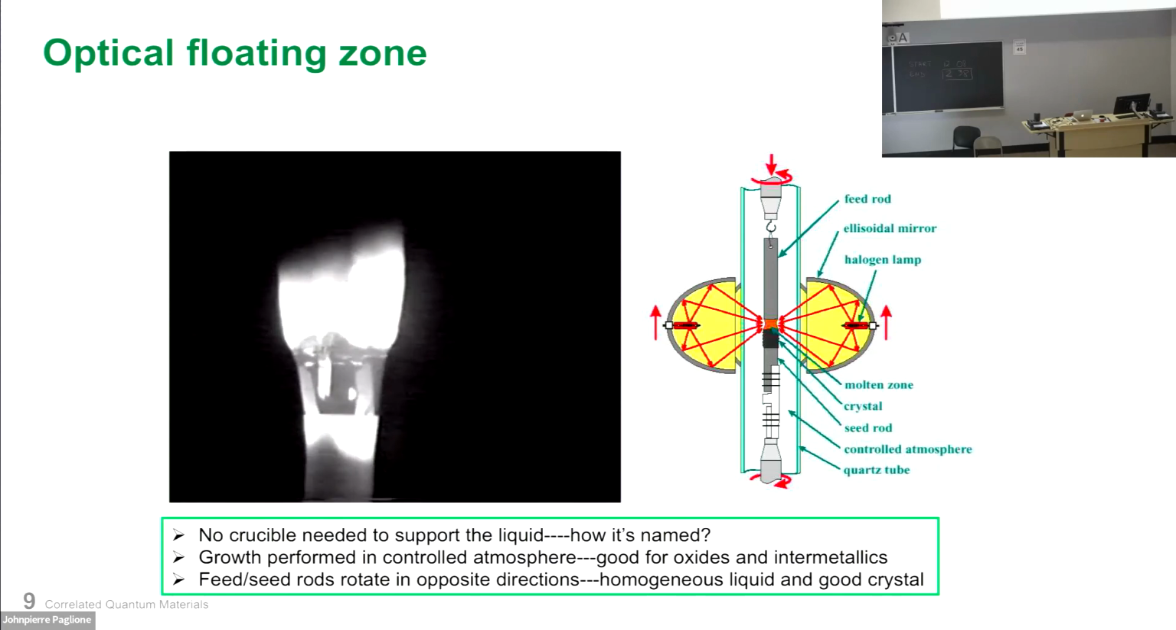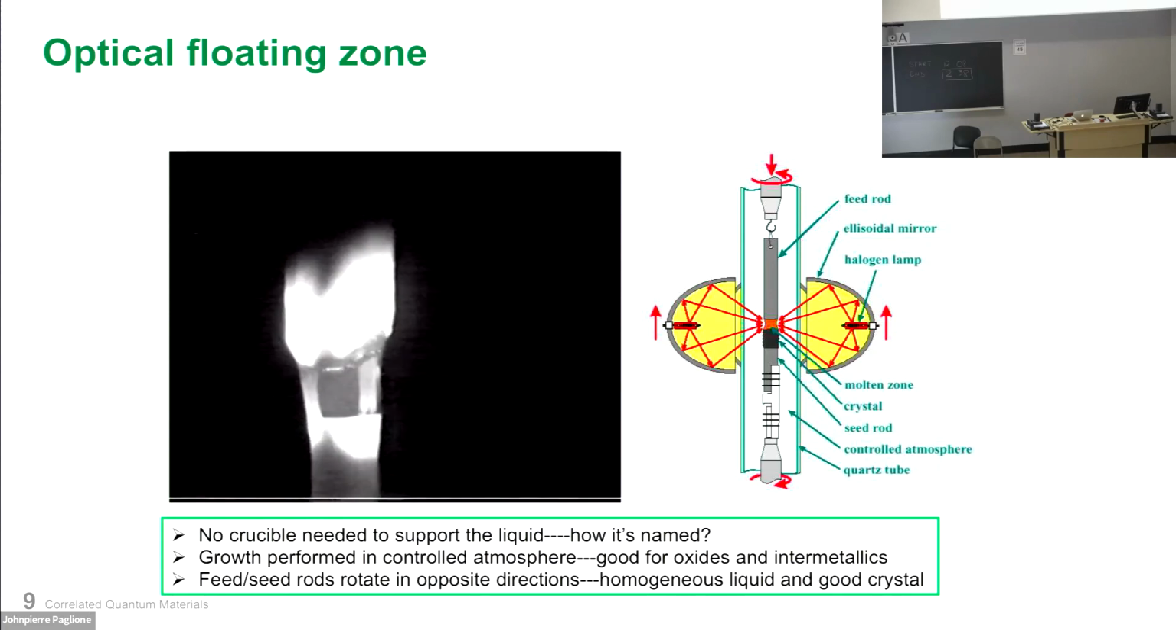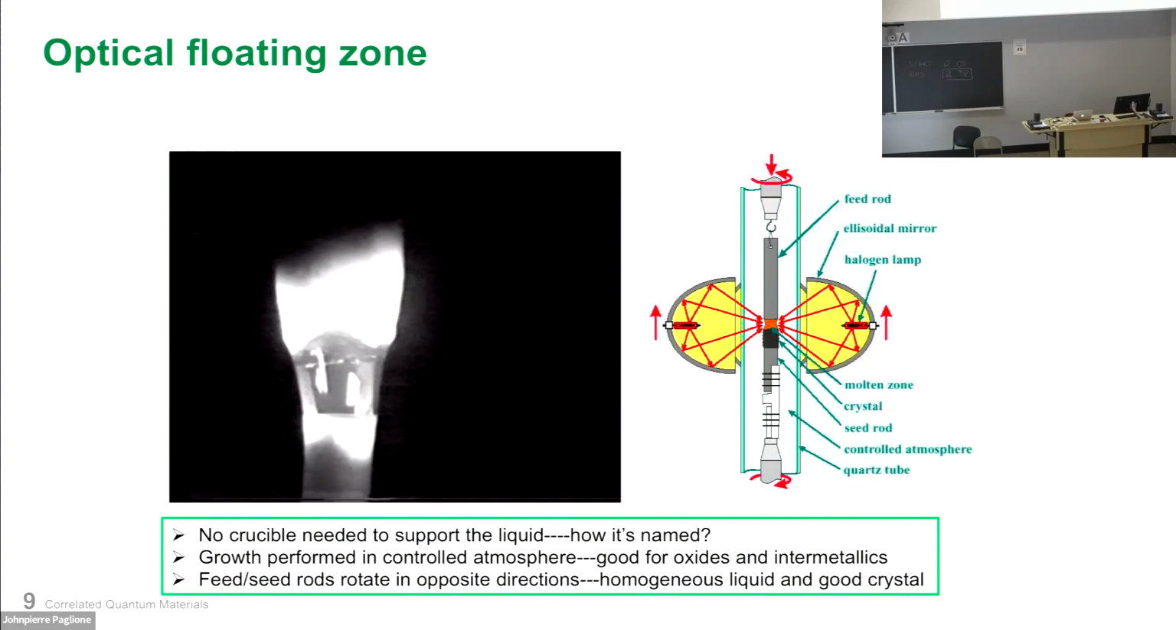And they have to be pretty dense and uniform before you put them in this system. And then you focus the light from these couple kilowatt lamps onto this region. And then you basically melt the 2 rods together as they're counter rotating. And then you slowly translate this liquid zone all the way up the rod.